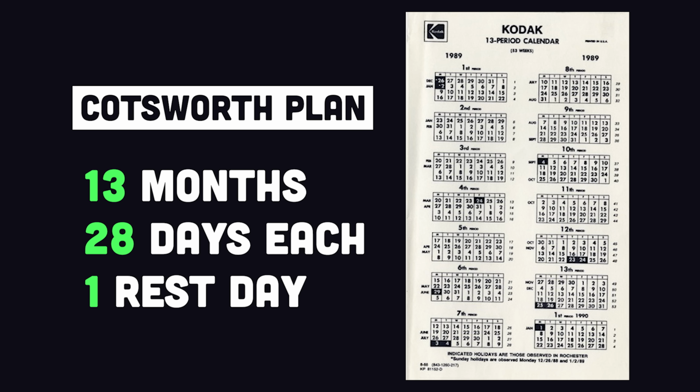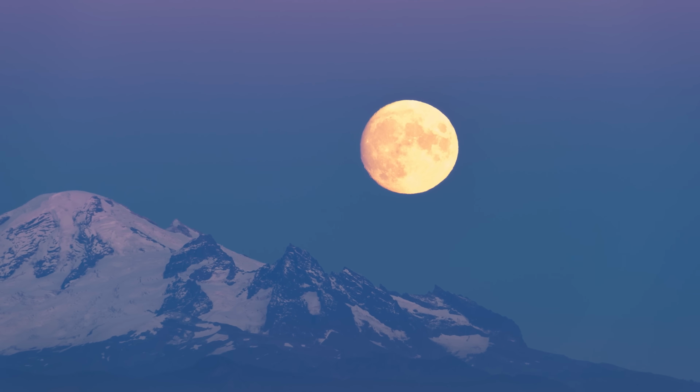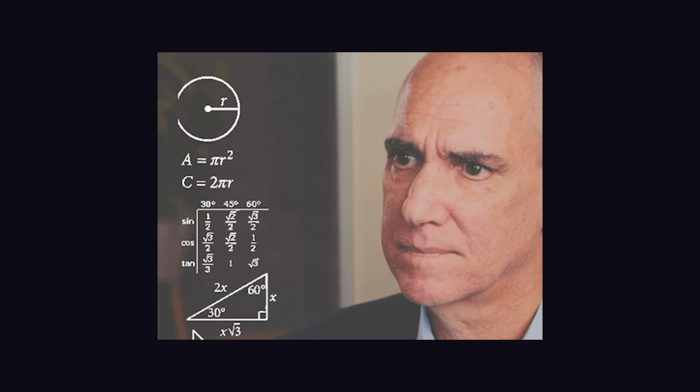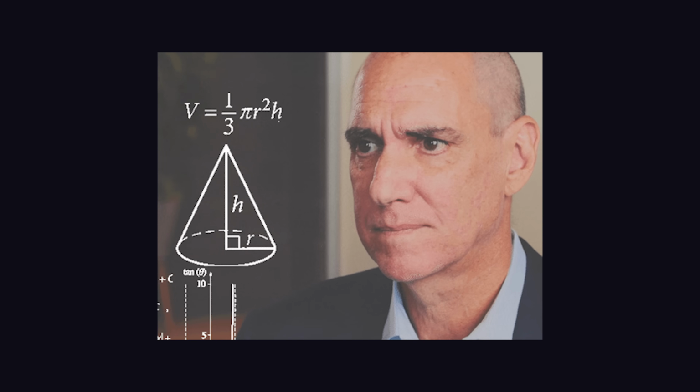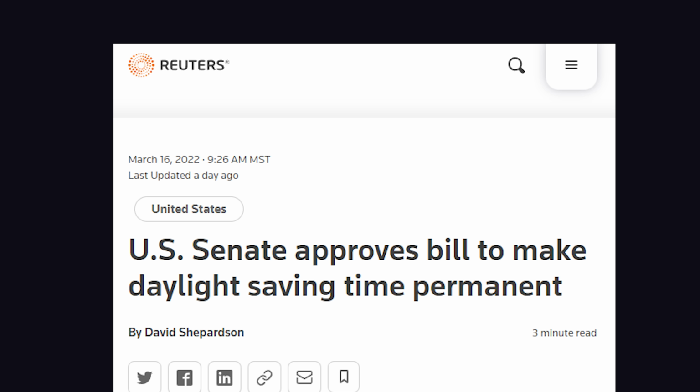The Cotsworth Plan, which was presented in 1902, divides the year into 13 months, each month with 4 weeks or 28 days, with one rest day somewhere in the middle. It makes so much more sense and aligns better with the lunar cycle. For developers, it would make the complicated matter of finding the duration of multiple months a simple matter of multiplying by 28.